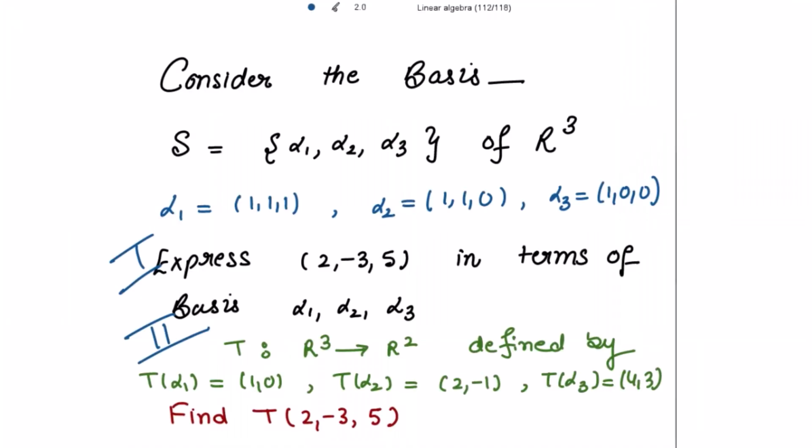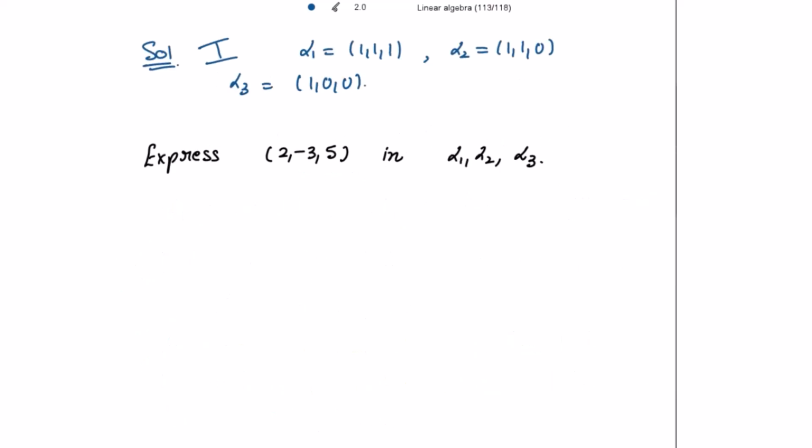Consider the bases S equal to alpha 1, alpha 2, alpha 3 of R3, the three-dimensional vector space. These are the bases given to us. We need to express first this vector in terms of these bases. Then secondly, the transformation T is given to us from R3 to R2, defined by T alpha 1, T alpha 2, T alpha 3, and we have to find the value of T for the 2, minus 3, 5 vector. So we need to express this in alpha 1, alpha 2, alpha 3.